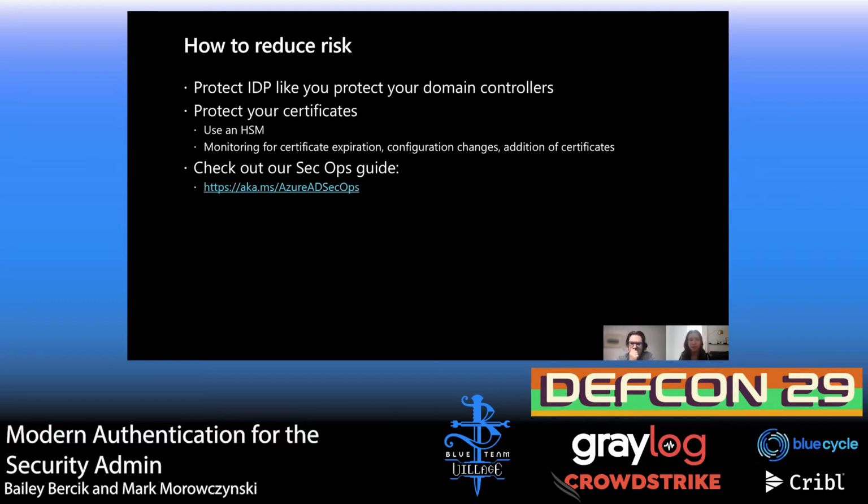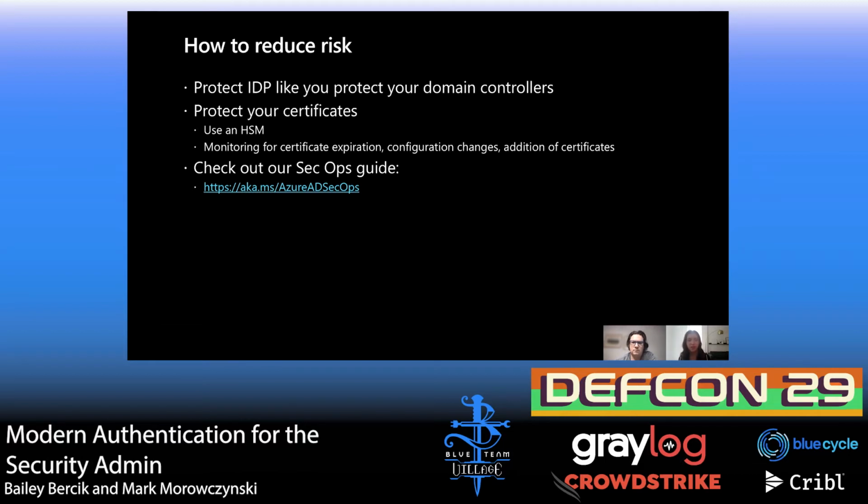In the case of something like a golden SAML attack, protecting your IDPs like you protect your domain controllers is really important, because if a bad actor can get a hold of your IDP, then they can issue claims as absolutely anybody, which is particularly scary. The next one is to protect your certificate. So use good cert hygiene, use an HSM, and monitor for any configuration changes and any addition of certificates.